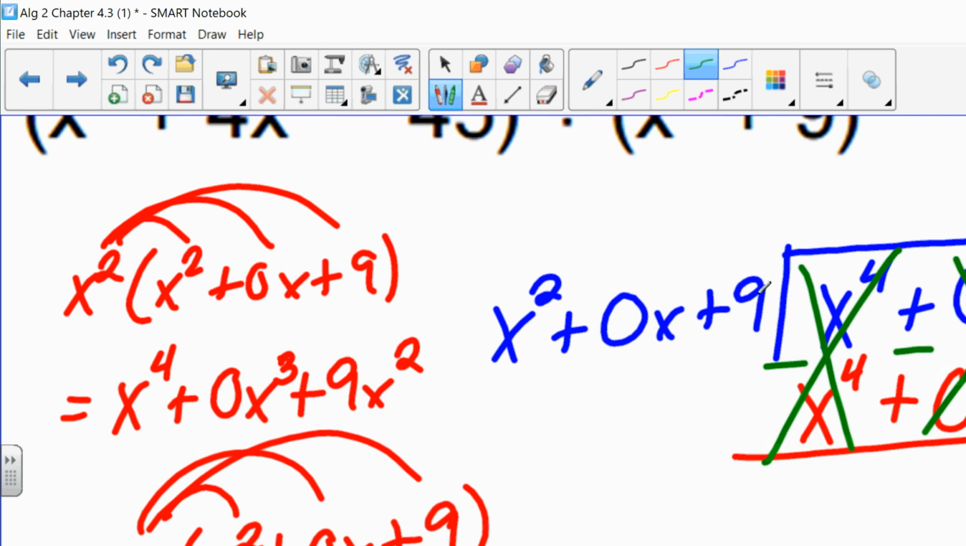And then we would subtract. Negative 5x squared minus negative 5x squared is 0. 0x minus 0x is 0, and what is negative 45 minus negative 45? So x squared minus 5 is our final answer.